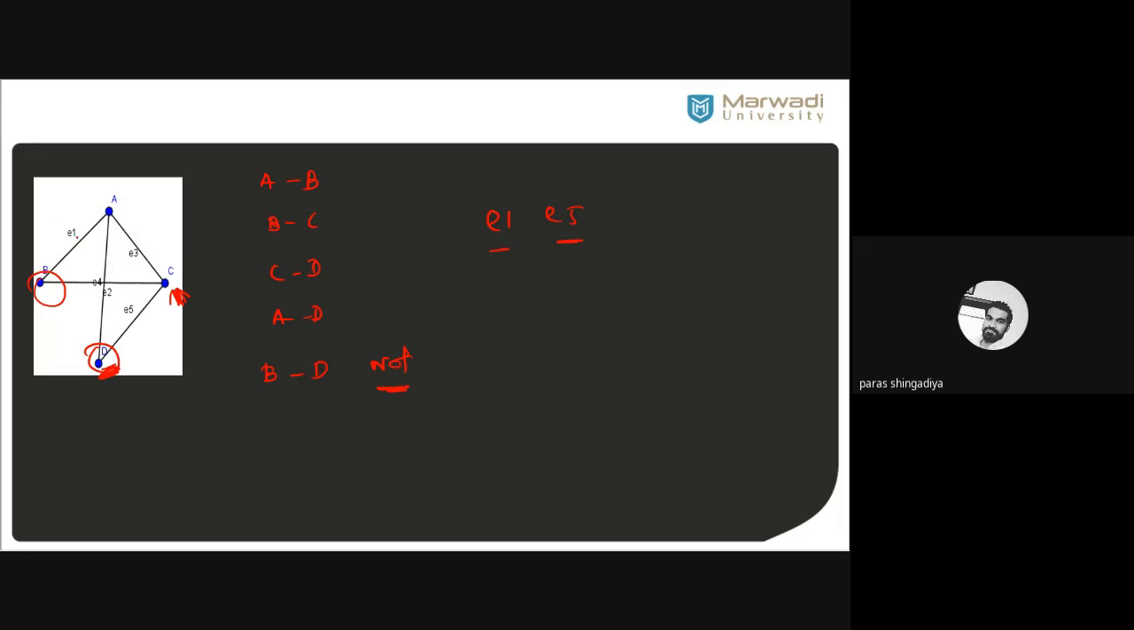So E1 and E5, this is E1 and this is E5, are not adjacent edges, because there is no common vertex between them. E1 ends at A and E5 connects C and D. There is no connection between them. So E1 and E5 are not adjacent edges.